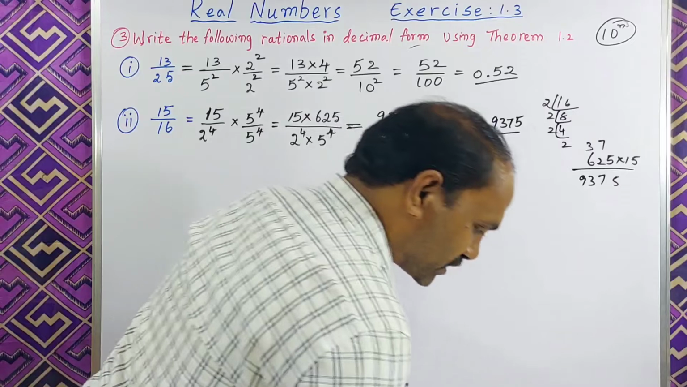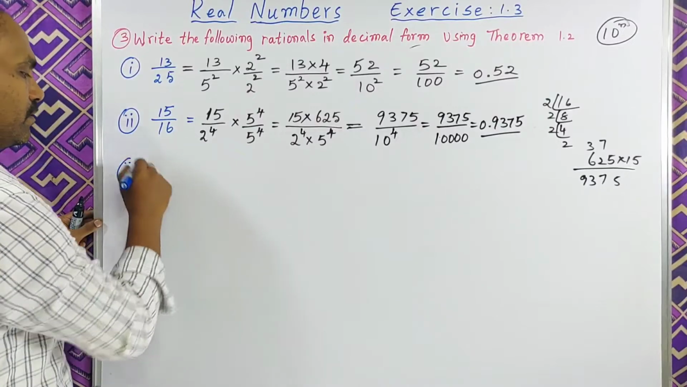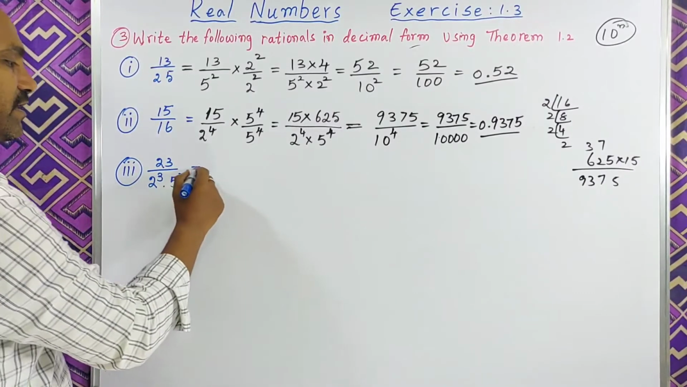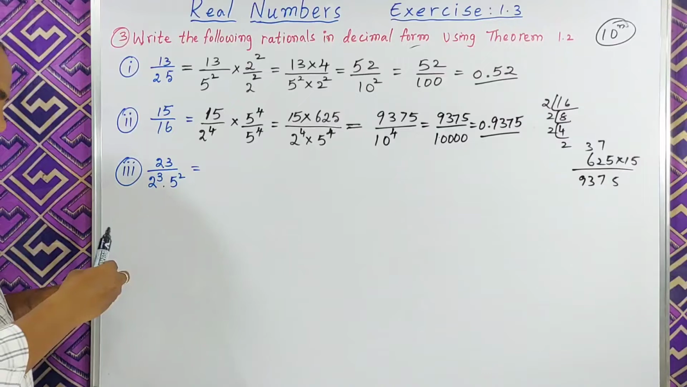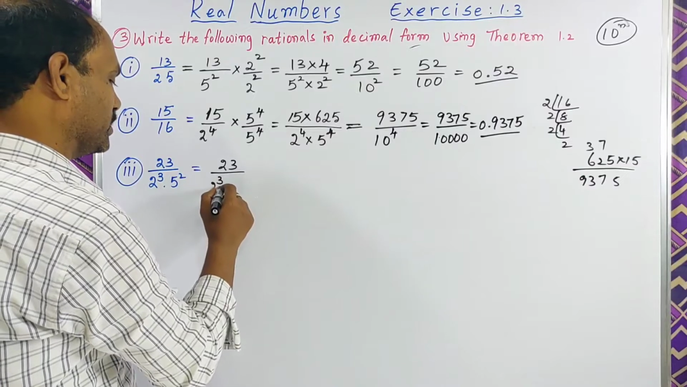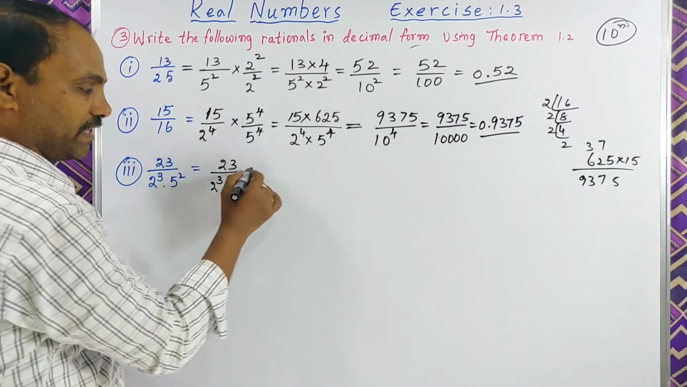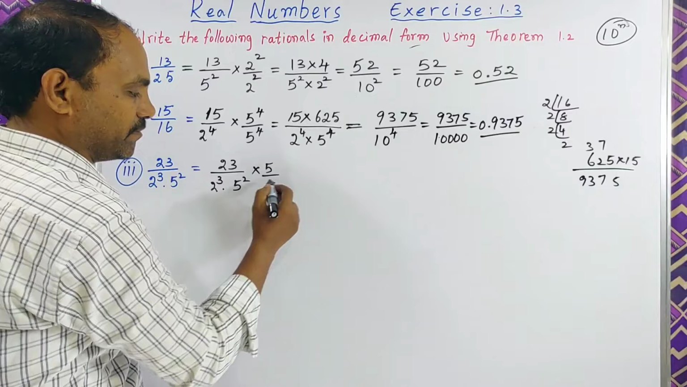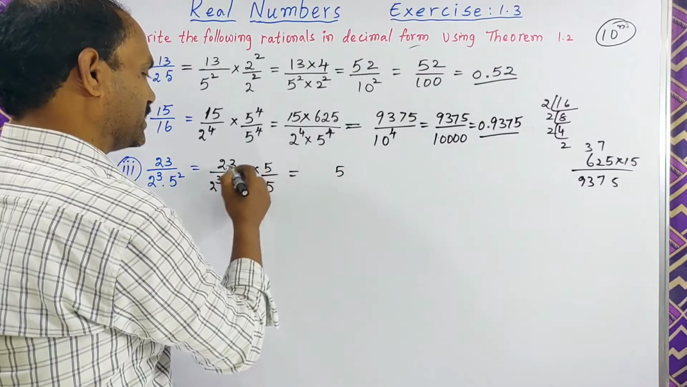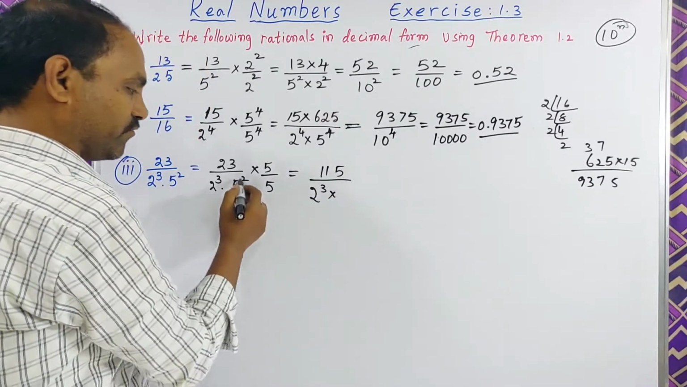Now let us check the next question. 23 by 2 cube into 5 square. Already the prime factorization is given here: 2 cube, 5 square. One more 5 we need. So we multiply with 5 by 5. 5 threes are 15, 5 twos are 10, 11, so 115 by 2 cube into 5 square into 5.